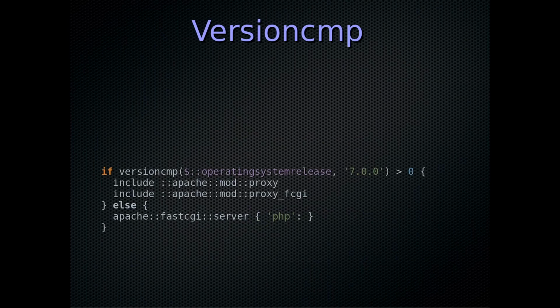The other option is to do a string compare, or in our case, most likely a version compare, like the example I've shown here. When the system release version is higher than 7, then we want to install Apache fast CGI modules in a different way than on the old school CentOS 6 servers, allowing us to deal with more than one major release of CentOS.